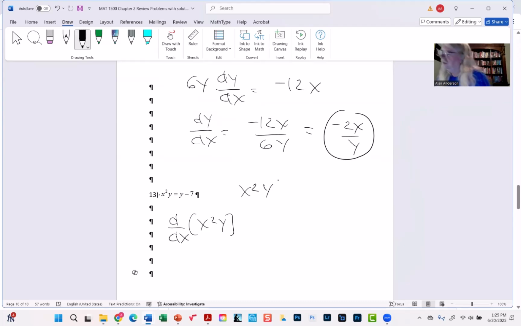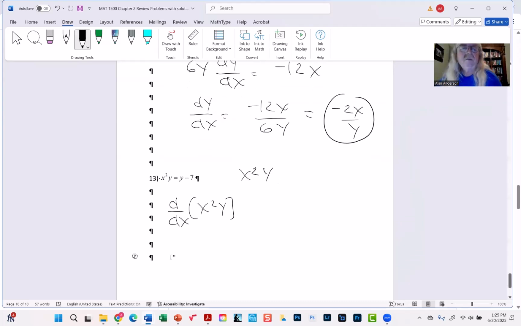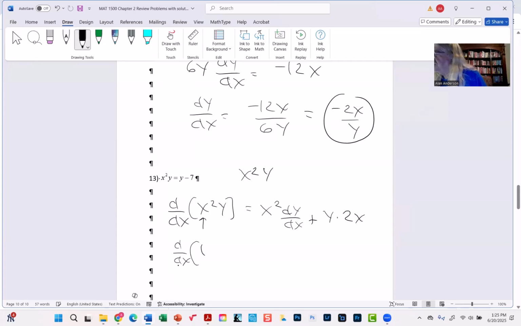So remember how the product rule works. You're going to have the first times the derivative of the second plus the second times the derivative of the first. Okay, so remember how that works with two functions of x.